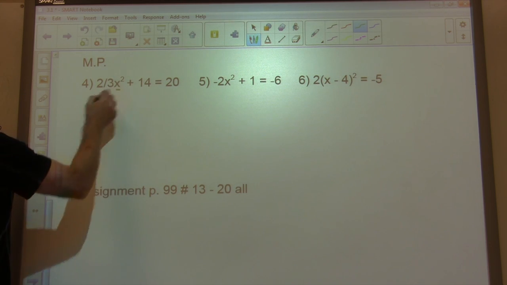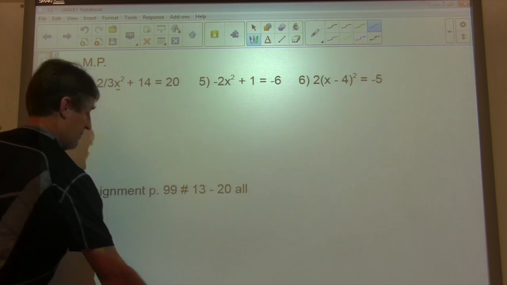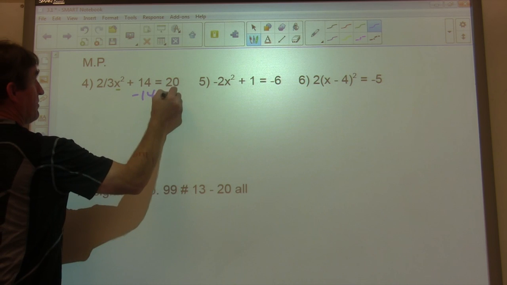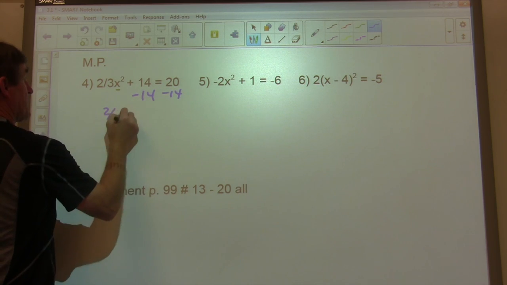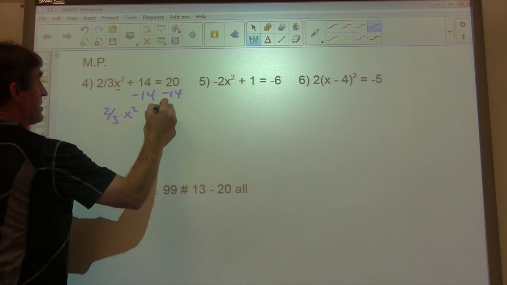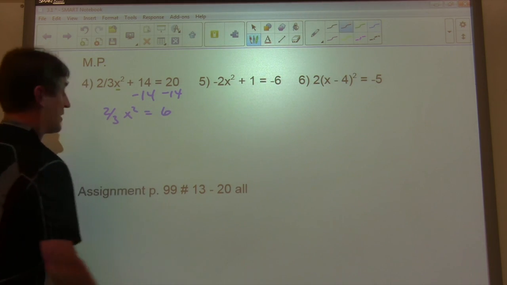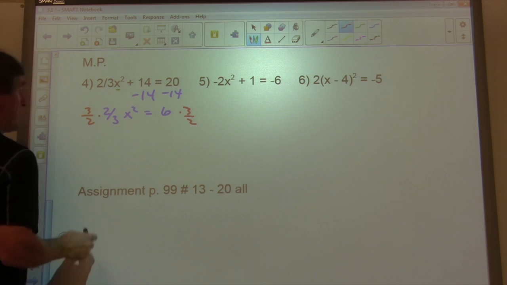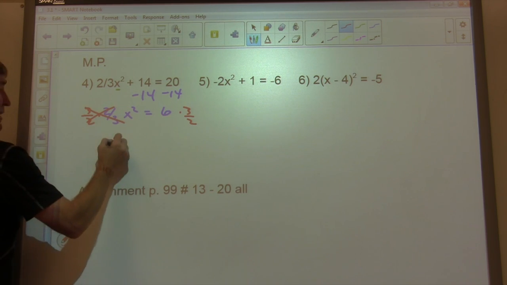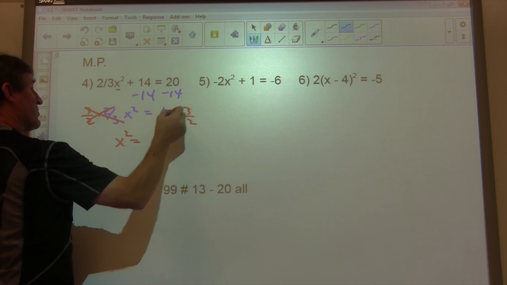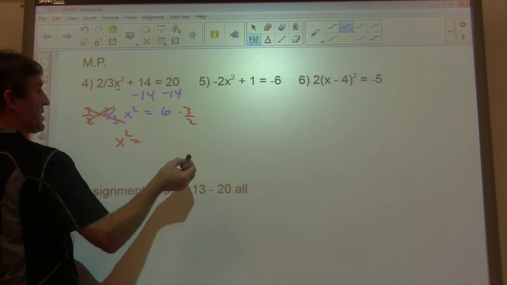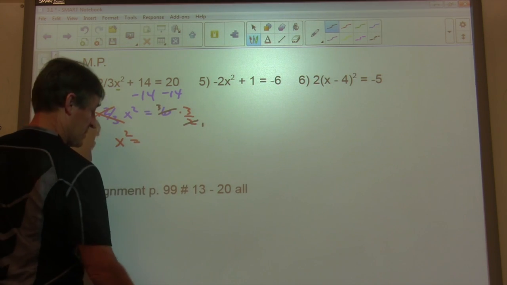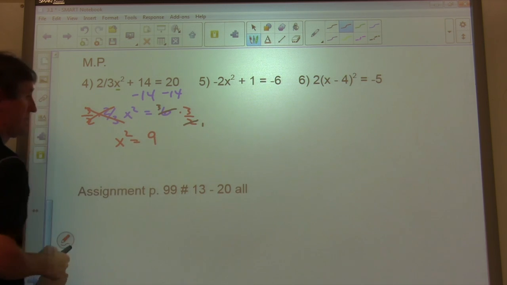Again, you should have isolated the x squared first. So I'm going to go ahead and subtract 14. So we get 2/3 x squared equals 6. Then I'm going to get rid of this 2/3 by multiplying by the reciprocal 3/2. So over here the 3's cancel and the 2's cancel, so we get x squared equals, again you can go 6 times 3 is 18 divided by 2, which is 9, or you can say 2 goes into 2 once, and 2 goes into 6 3 times, and 3 times 3 is 9.